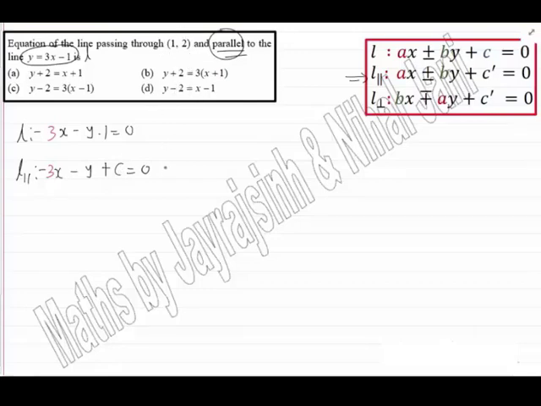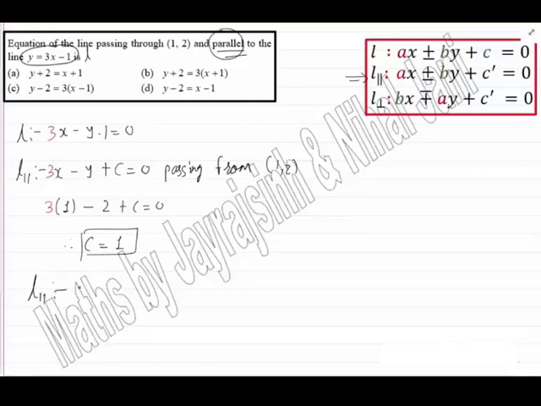In this question, our line is passing through the point (1, 2). So put this point into the equation of line. So 3 instead of x we put 1, instead of y we put 2, plus c is equal to 0, and we will get c is equal to 1. And from the value of c we can say our required equation of line is 3x minus y plus 1 is equal to 0. Ta-da!